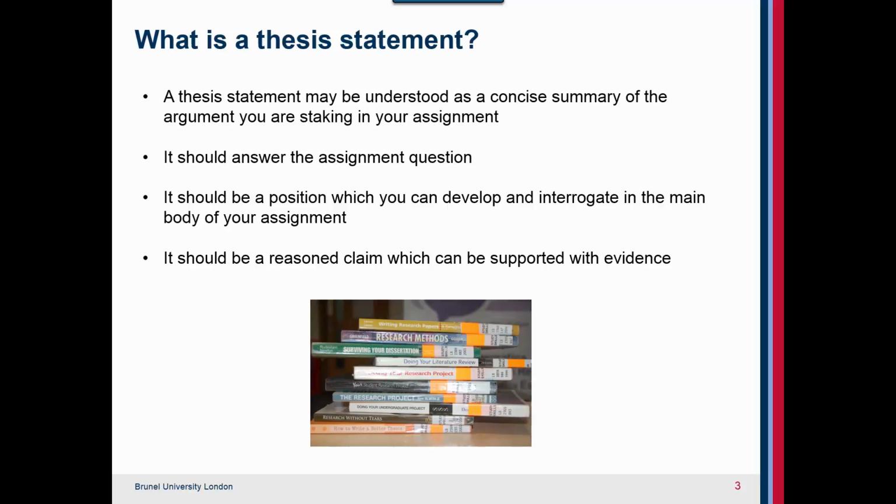So straight away, a thesis statement is something which is not simply descriptive, but it's a concise summary, it's critical, it's something that can be argued and debated and interrogated throughout the main body of your assignment. It's something that you can try to prove or disprove.